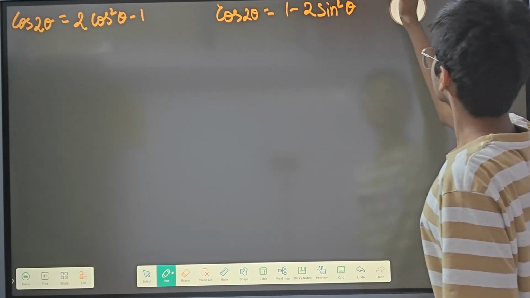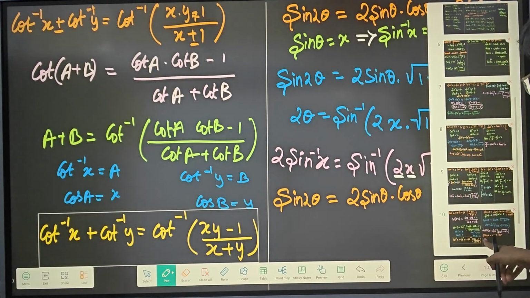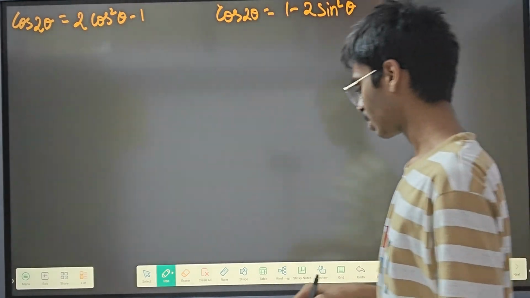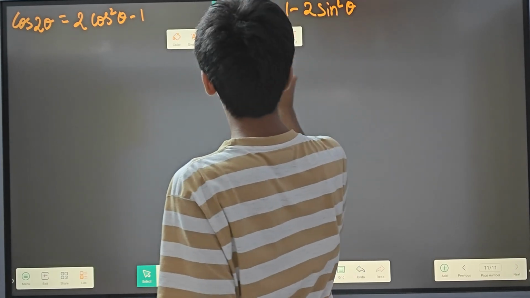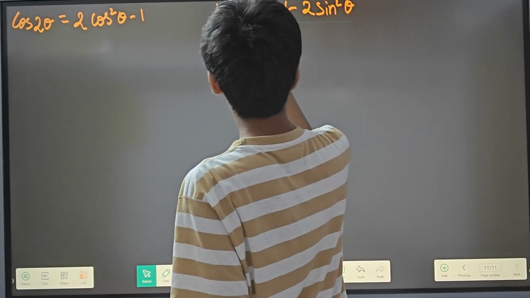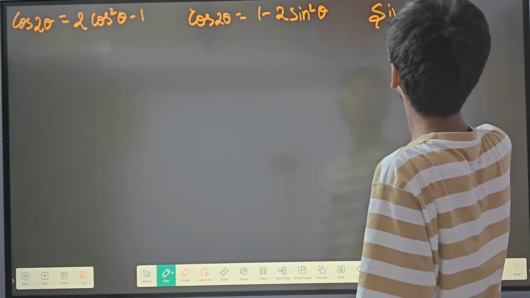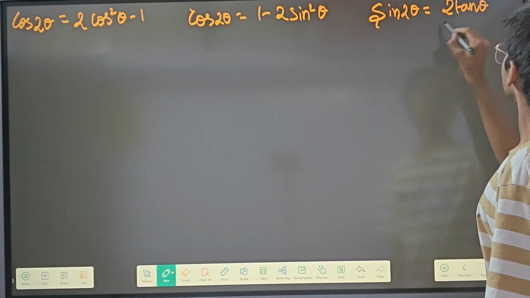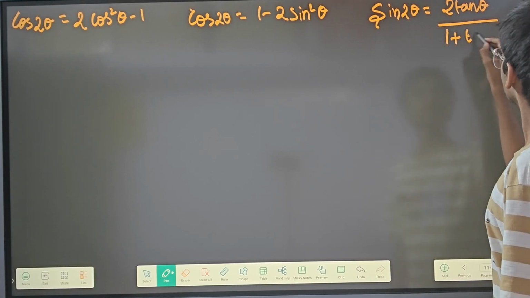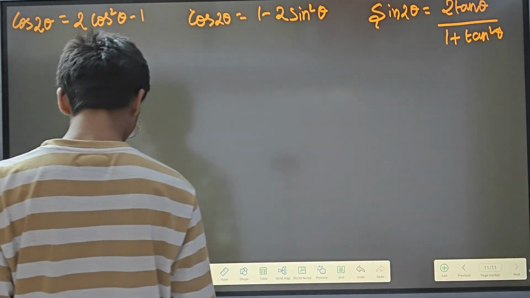In terms of tan, that is something we have to prove over here too. We will prove it, don't worry. So sin 2 theta is equal to 2 tan theta whole divided by 1 plus tan square theta. With that shortcut trick, we are going to prove all of them.